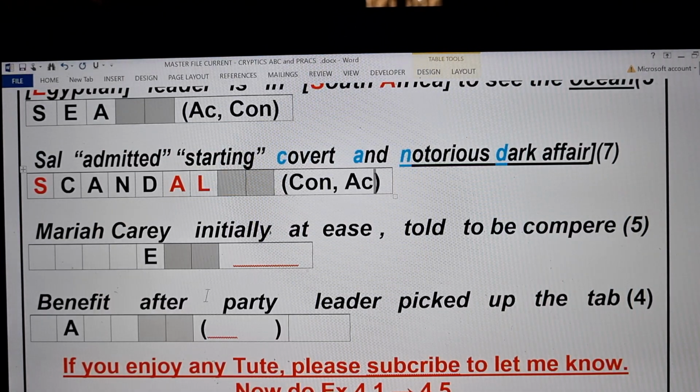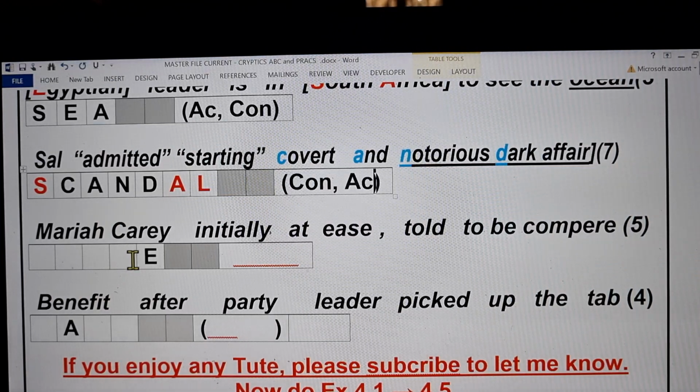Okay, here we go. Mariah Carey, initially at ease, told to be compare. Mariah Carey. Right, so we have 5 spaces with an E at the end.